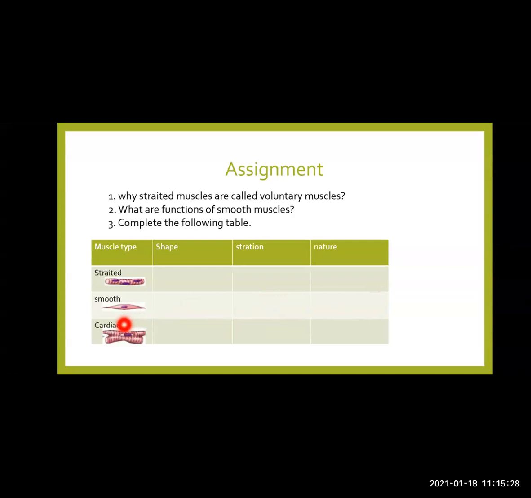Last is cardiac muscles. These are a mixed type of tissue. It is elongated, branched, and uninucleated. Each segment is uninucleated. Striations are present. They show dark and light bands. Talking about nature, it is not under the control of our will. Hence, it is involuntary in nature.